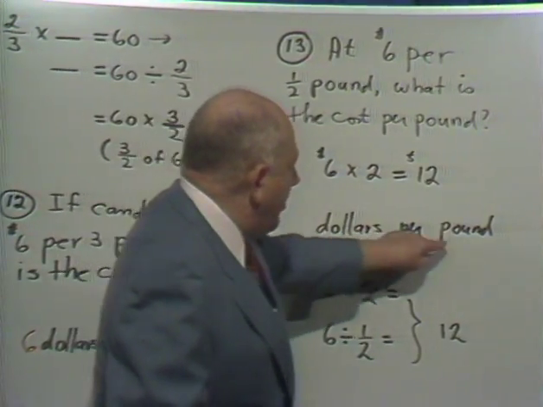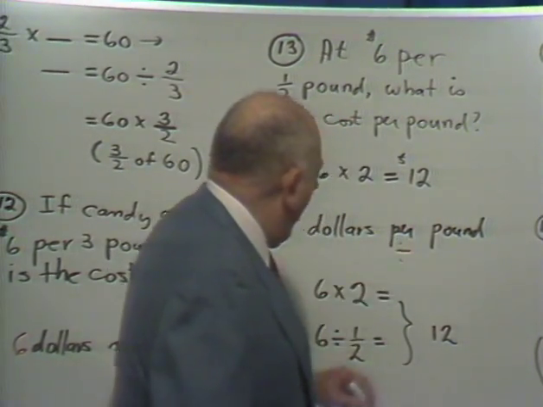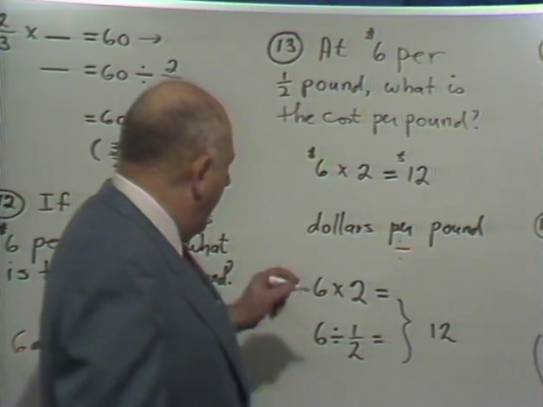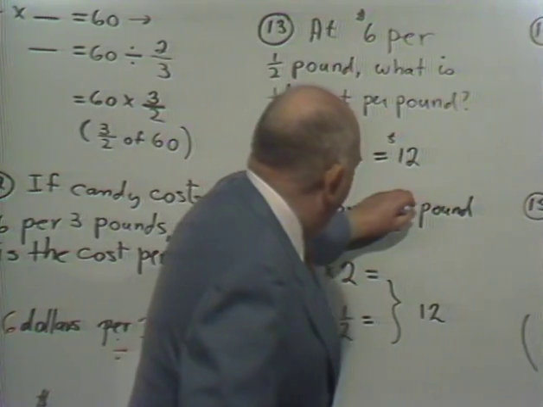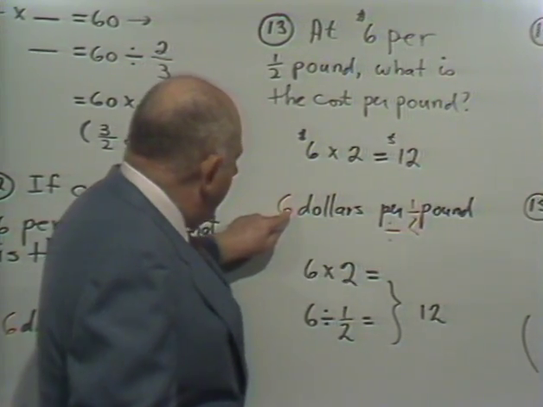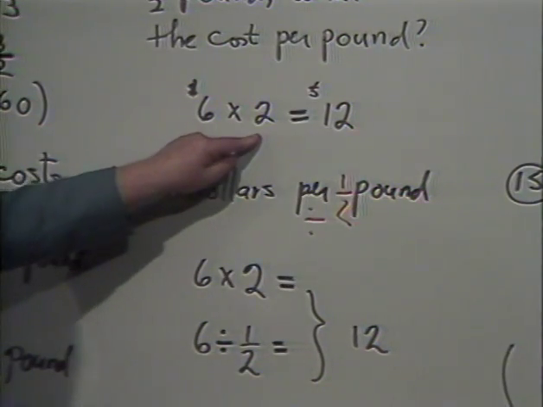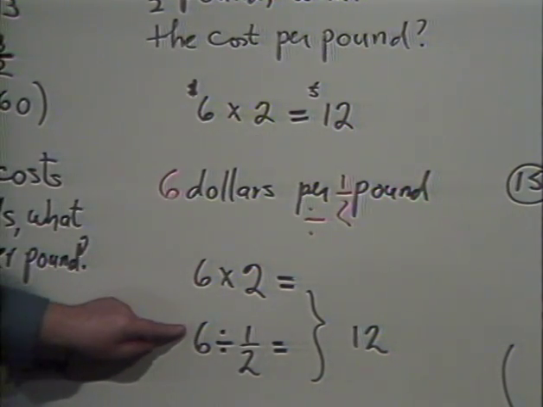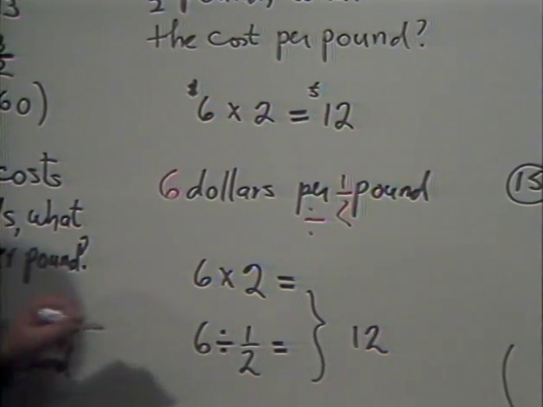Now, let's use the same technique that we used before. Dollars per pound means dollars divided by pounds. Okay? How many dollars did we spend? 6. How many pounds did we buy? 1/2. Therefore, what should the cost be? Reading it this way, it's 6 divided by 1/2. Reading it this way, it was what? 6 times 2. Look at these two expressions. This says that 6 times 2 is the same as 6 divided by 1/2.